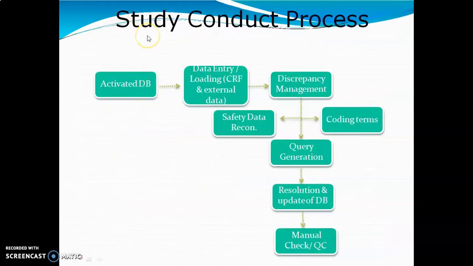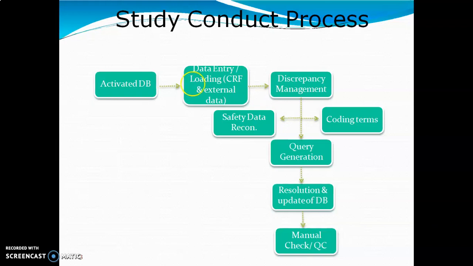So now in study conduct procedures, we'll see what the procedures are. Now we have an activated database, because we know how the database gets activated. Now data entry will start. If you are doing it manually, it is called data entry. If you are doing loading externally, with the help of a computer in different areas, it is called loading.